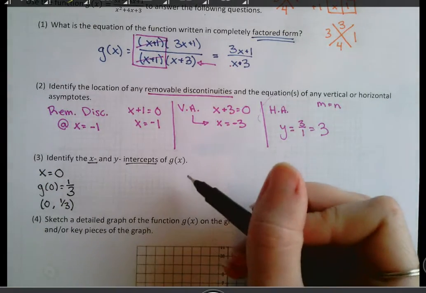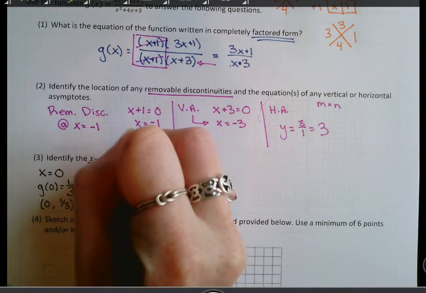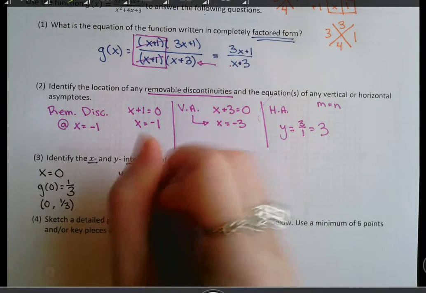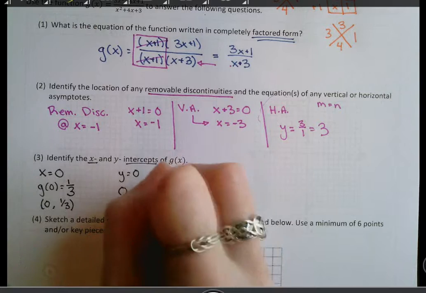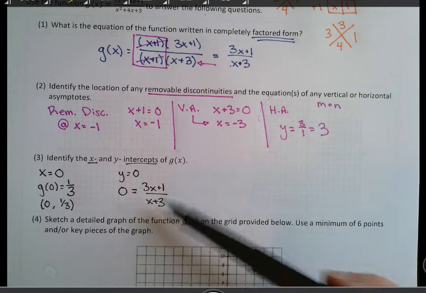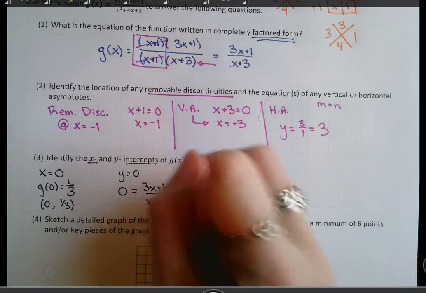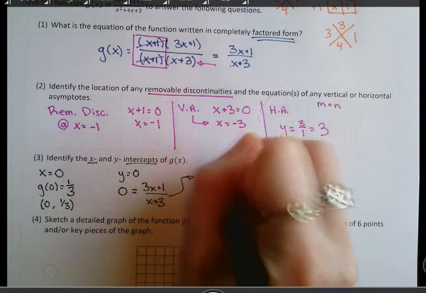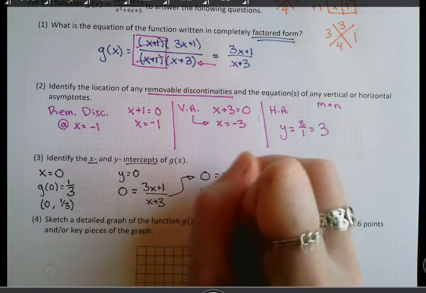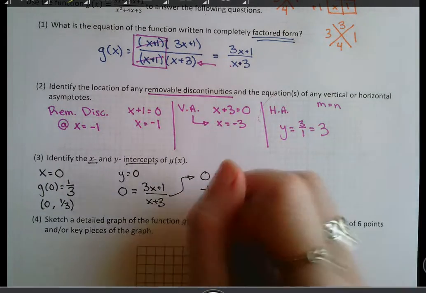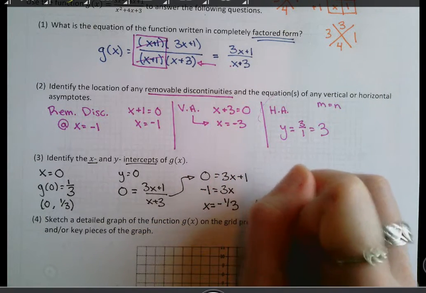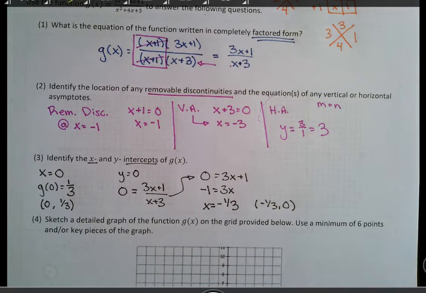Now for my x-intercepts, I say, hey, this is going to give me y equals 0. So that means we're going to have 0 is equal to my function, (3x plus 1) divided by (x plus 3). But if this is going to be equal to 0, it doesn't matter what my denominator is, it just matters if my numerator is 0. So really what I can do is rewrite this as 0 is equal to 3x plus 1. Then I can say, okay, well, negative 1 equals 3x. Last part is to divide. So x is going to be equal to negative 1/3. That tells me the point (-1/3, 0).